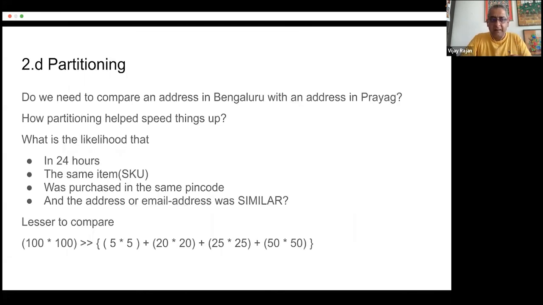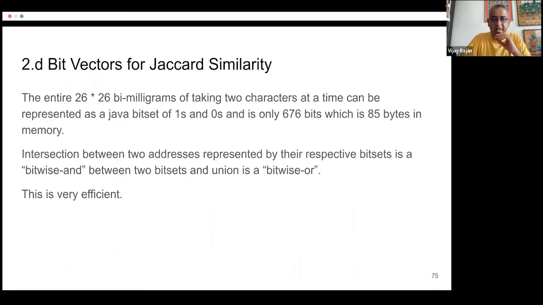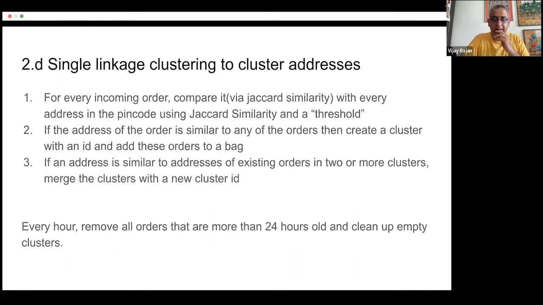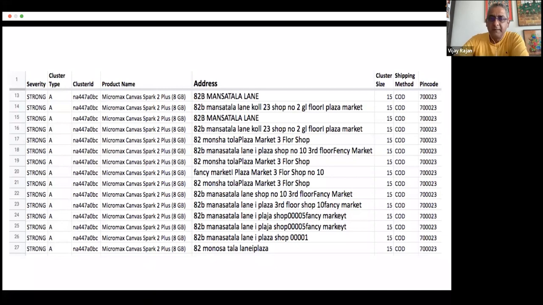I'll jump the slides and go directly to the example. In one sample data that we found, you can look at the addresses here. Mansa Tala Lane, Monsha Tala, all kinds of very interesting names for the same address. They all clustered in the same ID. And they were all buying Micromax Canvas Spark 2 Plus. And this cluster size was 15, and they were all cash on delivery in the same pin code.